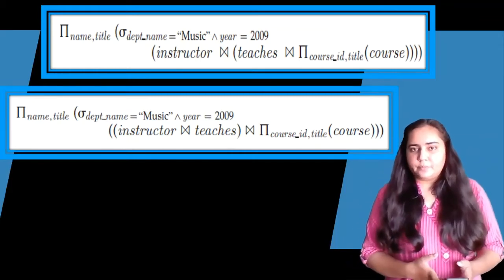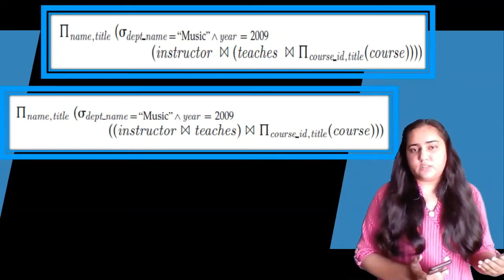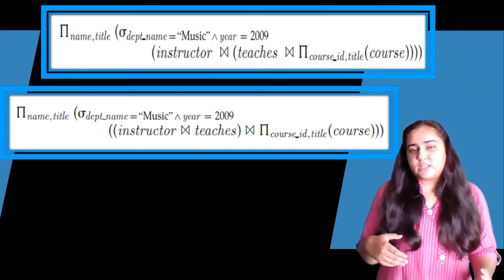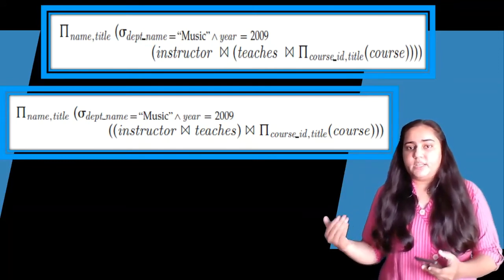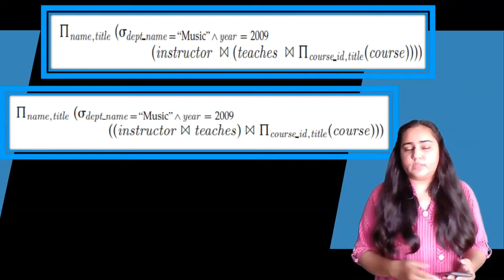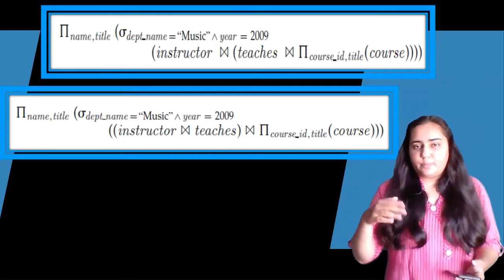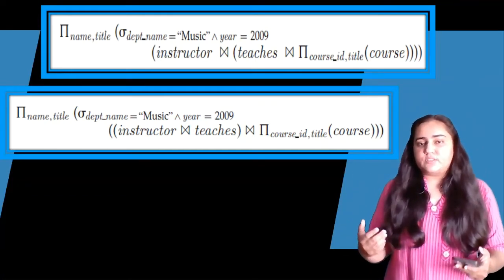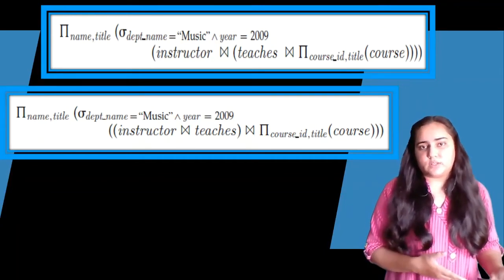If you look at it, what I have done is I have performed a natural join between instructor and teachers. They are together in one bracket, and then taken a natural join of the result with course ID and title of course. That's what I've done. And that's the only difference. In the previous query, I did natural join between teachers and course first, and then I did a natural join of the result with instructor.